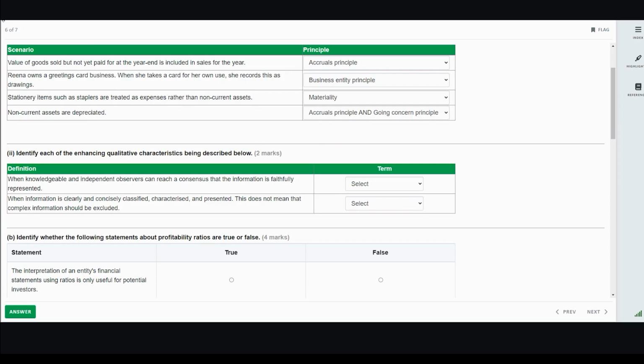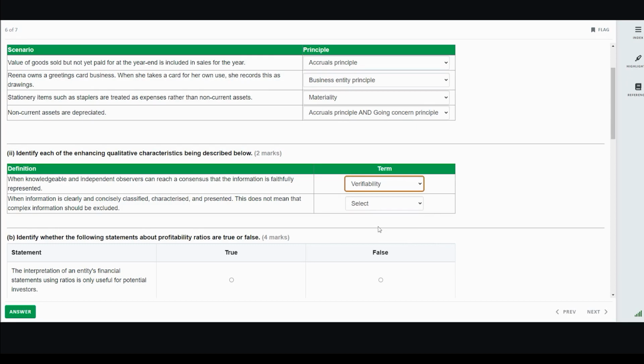The next one then, it says identify each of the enhancing qualitative characteristics being described below. Okay, so when knowledgeable and independent observers can reach consensus that the information is fairly represented. So this is somebody else coming in, looking at the accounts, making sure that everything's being done according to the policies and principles, etc. So they are basically verifying what you've done as an accountant and saying, yes, they are correct. So this is the verifiability term that we use.